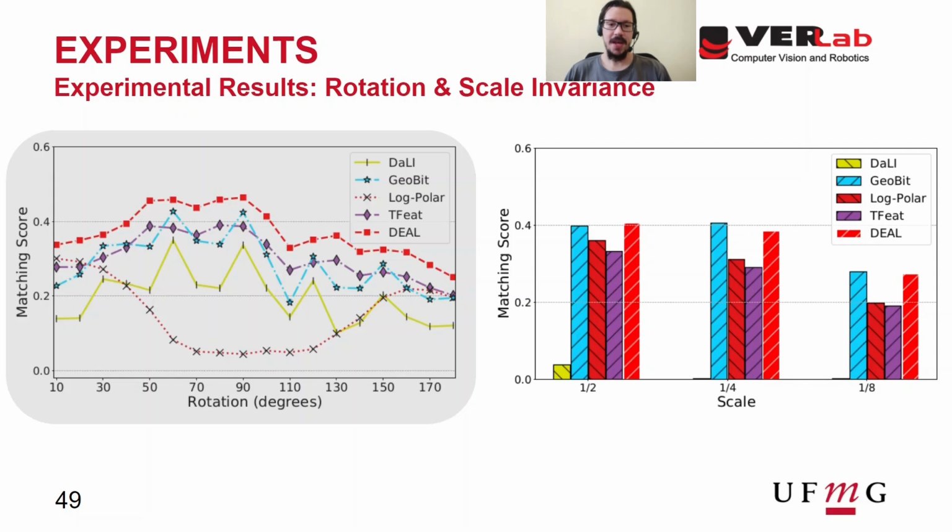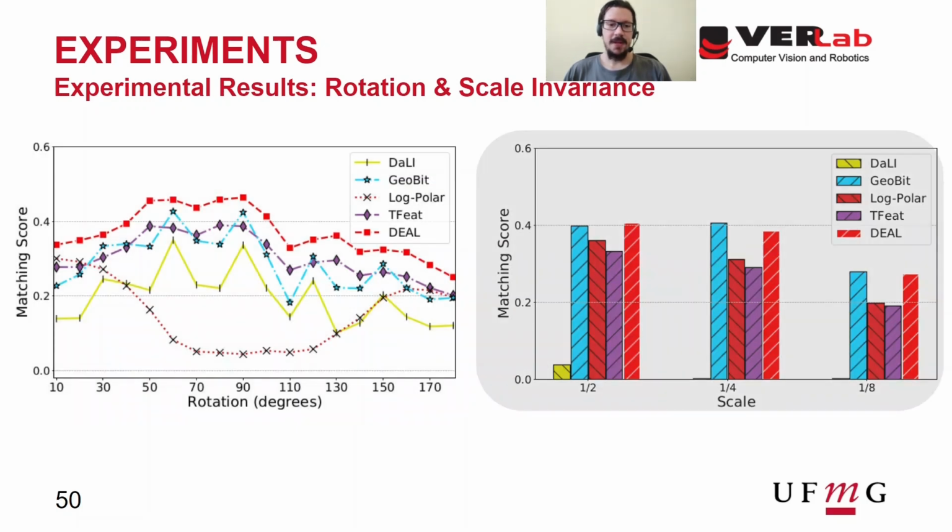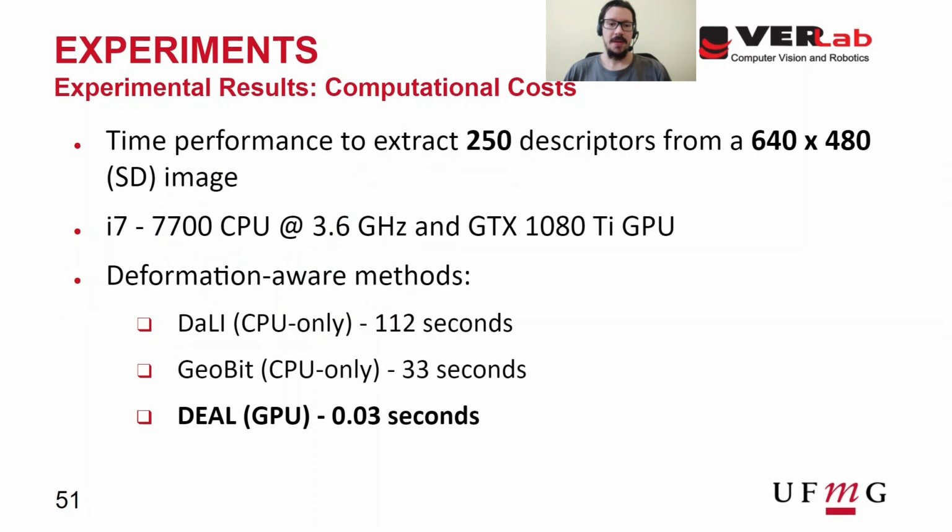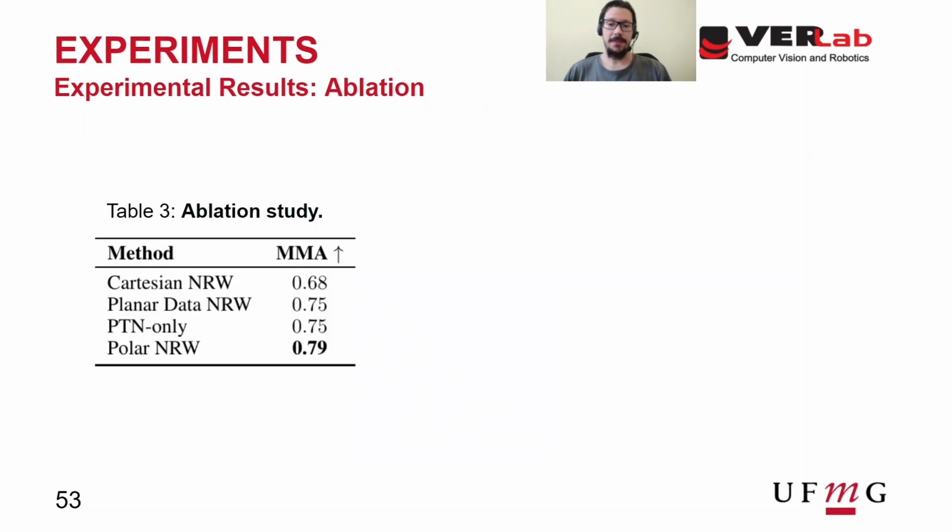In the rotation plus deformation experiments, our method also achieves the best performance among all local descriptors using the same set of key points. While in the scale plus deformation invariance, our method is competitive with GeoBit. Worth mentioning is that GeoBit uses additional depth information. We conducted a time performance analysis among the deformation-aware descriptors for extracting 250 descriptors from standard definition resolution images. Our method outperforms GeoBit and DALI by a large margin, since they are only capable of running on CPU.